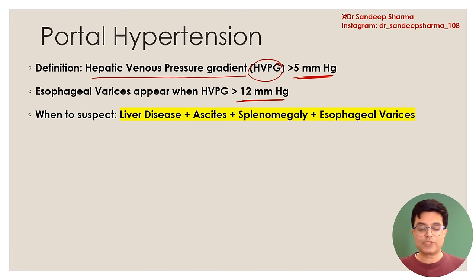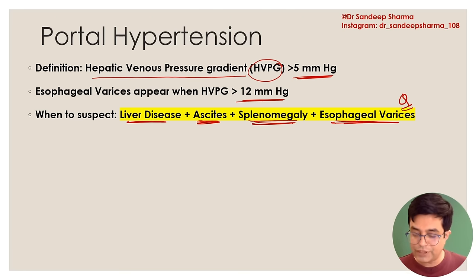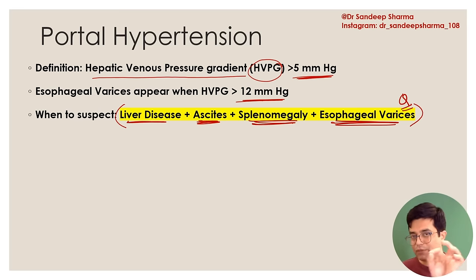Now, when will you suspect portal hypertension in a patient? There is also a clinical case scenario MCQ when you practice. Suppose you sit in the exam and the very first question in paper B is: a patient with chronic liver disease, or an alcoholic patient, or a patient with a pre-existing liver problem comes to you with ascites, splenomegaly and bleeding manifestations. So you will think of the likely cause as portal hypertension. So what will the clues be? Liver disease, ascites, that is free fluid in the peritoneal cavity, enlargement of the spleen and esophageal varices being present. This is the clinical picture. Not necessarily all will be present, but two or three of them will be mentioned and that will be the clue that we are dealing with portal hypertension as the cause.